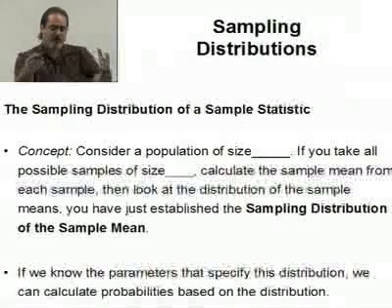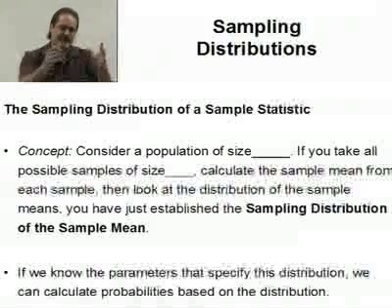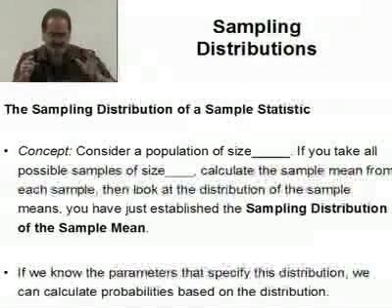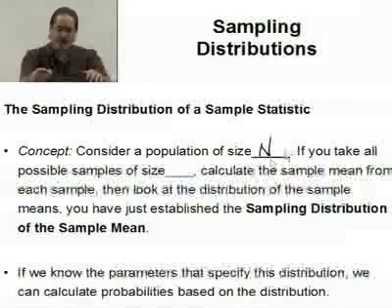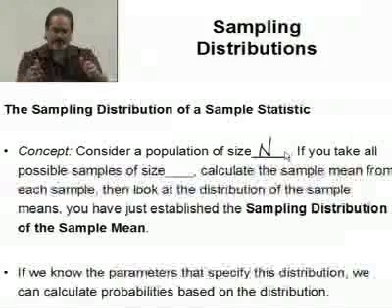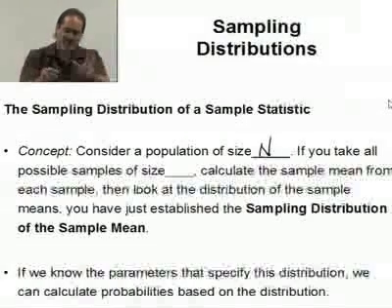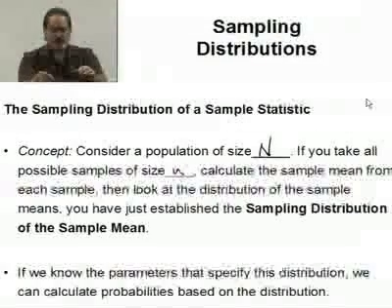First of all, when we talk about a sampling distribution, we're talking about the distribution of a sample statistic. And here's the concept. The basic idea is, suppose you had a population of size capital N. Remember, we use a capital letter N to represent the population size. Now, if you go to that population, you take all possible samples of size little n. As you recall, we use lowercase n to represent the sample size.